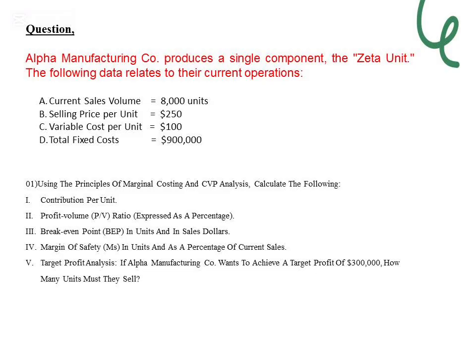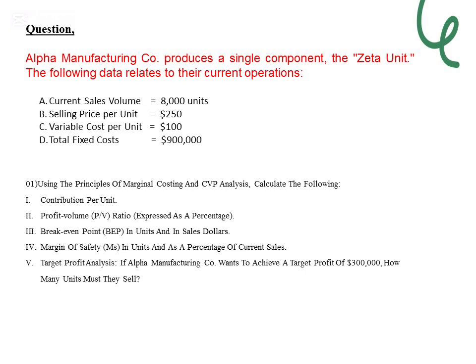Let's have a look at this question from Alpha Manufacturing Company. So here's what we know. Current sales volume is 8,000 units. Selling price per unit is $250. Variable cost per unit is $100. Total fixed costs are $900,000.